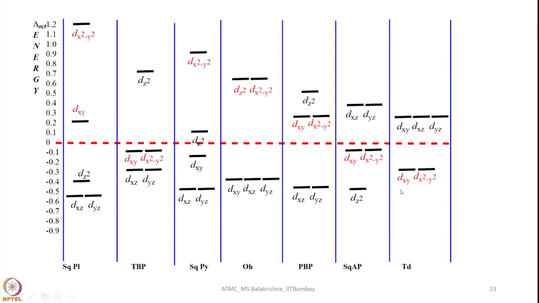So many textbooks give this kind of splitting diagram only for standard octahedral and tetragonal elongation and compression and square planar geometries, but not for many others. That's the reason I thought I should include crystal field splitting for most of the geometries we come across in coordination chemistry, with coordination number varying from 2 to 9.